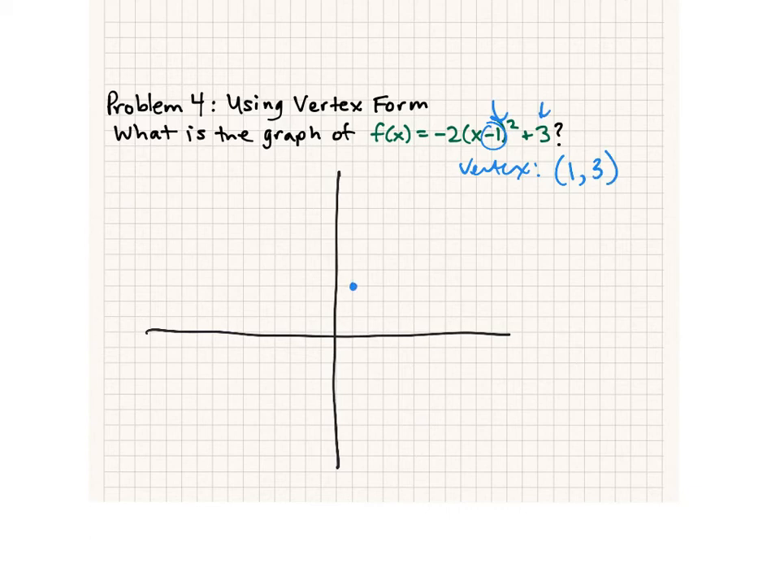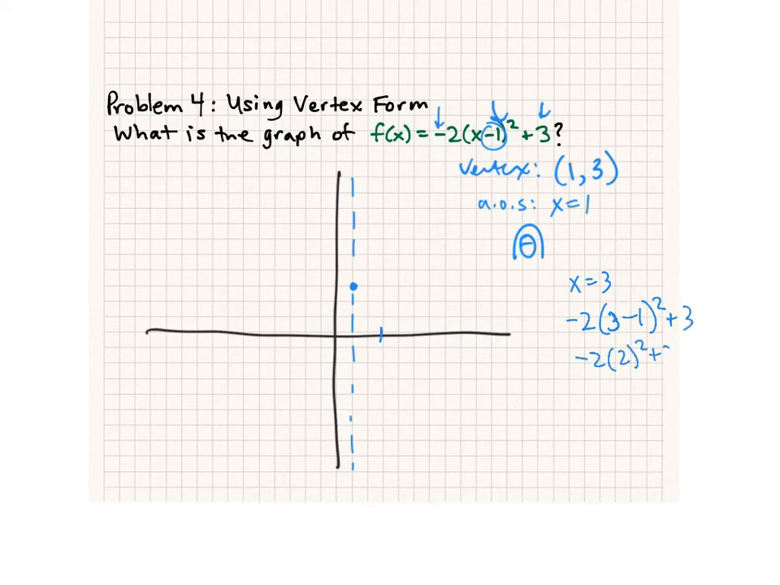And now we will plot. Remember this axis of symmetry is x equals 1, so our parabola is going to go through here. It's negative here, -2, so it's going to be going down. And then we can just plug in a point or two. Let's try x equals 3 and plug in 3. -2 times (3 minus 1) squared plus 3 is going to be -2 times 2 squared plus 3. -2 times 4 plus 3 is -8 plus 3 equals -5. So here we're going to go down 5: 1, 2, 3, 4, 5, and we have this point here.